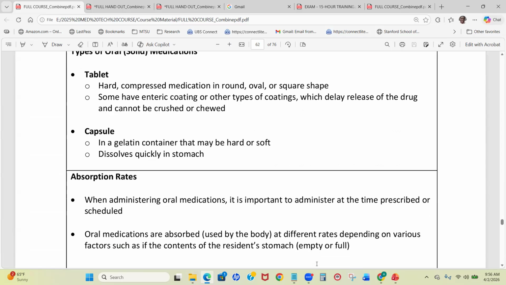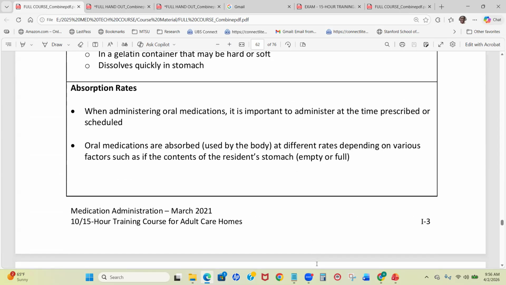So we have the tablet, which we've already spoken about, hard compressed medication. Some are round, some are oval, some are square shaped. It comes in different colors. We have the enteric coating. We have those that are delayed release. We have the capsules that may be hard, that may be soft. Those that dissolve quickly in the stomach. So let's learn about absorption rates.